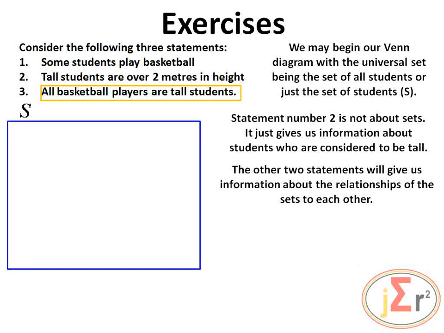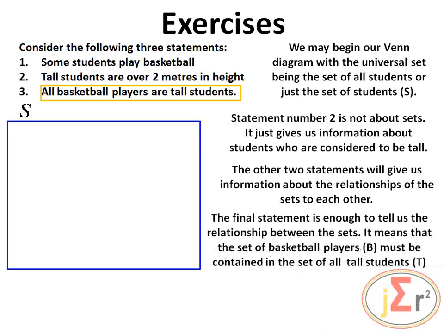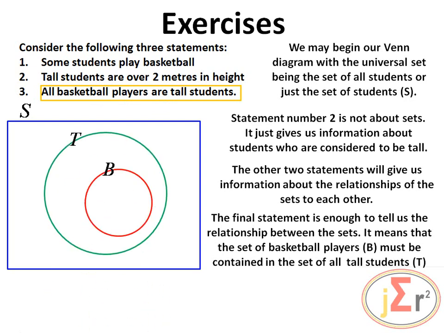So all basketball players are tall students. The final statement is enough to tell us the relationship between the sets. It means that the set of basketball players B must be contained in the set of all tall students T, because it says that all basketball players are tall. So the set of basketball players must be contained in the set of tall students, as we have it right there.